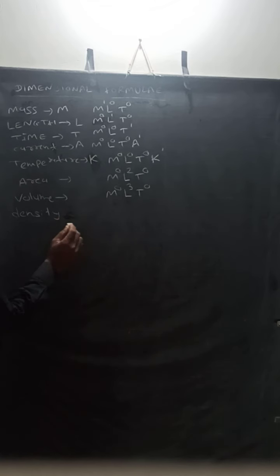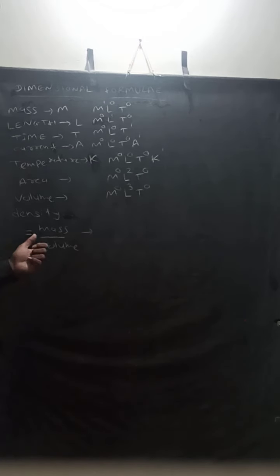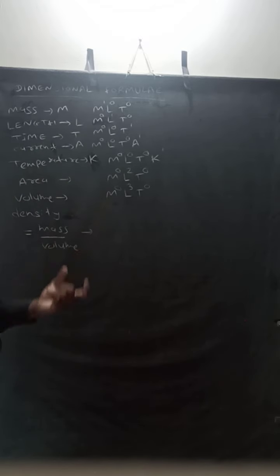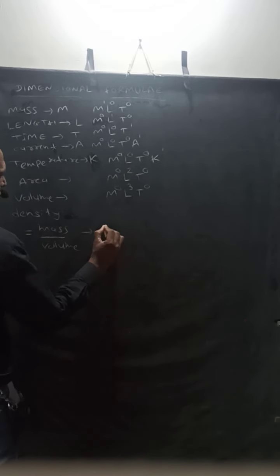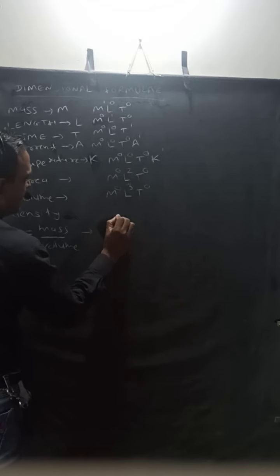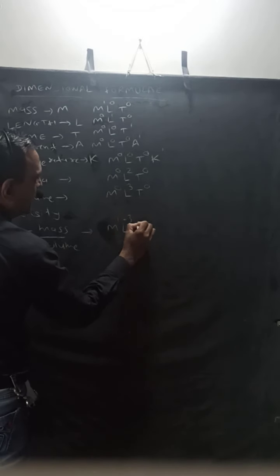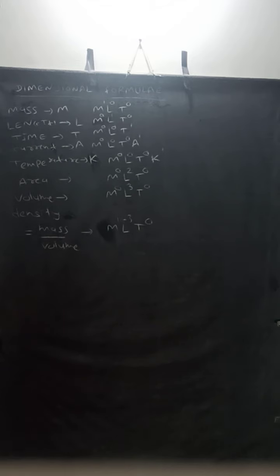Formula of density is mass divided by volume. Density is equal to mass divided by volume. So the dimension is, mass is M1, volume is L cube. Then M1 L minus 3 T0. Then after velocity or speed.